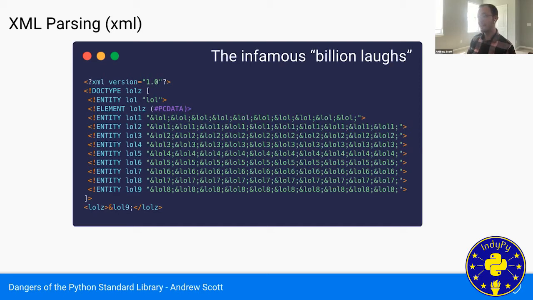So the billion laughs attack takes advantage of the entity parsing in XML. We can see here, I've got this lol entity, and then I have all these other lol1, lol2, lol3 that reference the higher level entities in the list. And finally, I just have this lol9 where if you expanded all of these out, you would end up getting a billion lols. So thus the billion laughs attack. So let's see what this looks like.